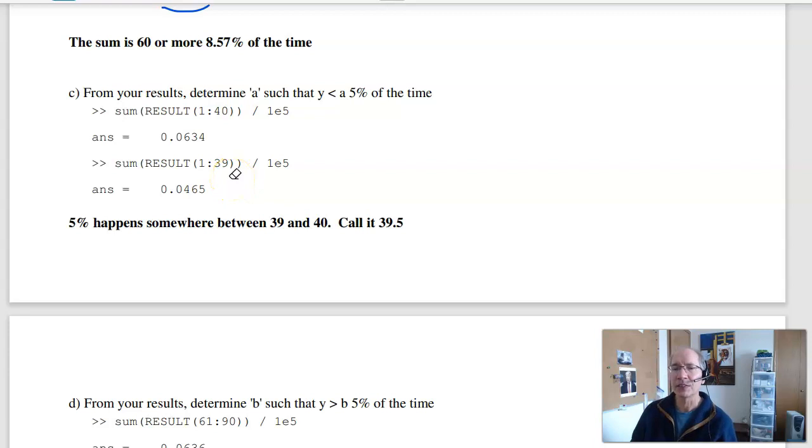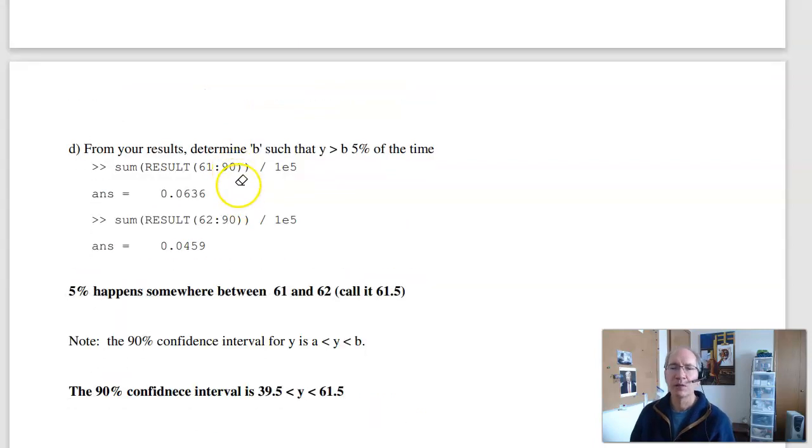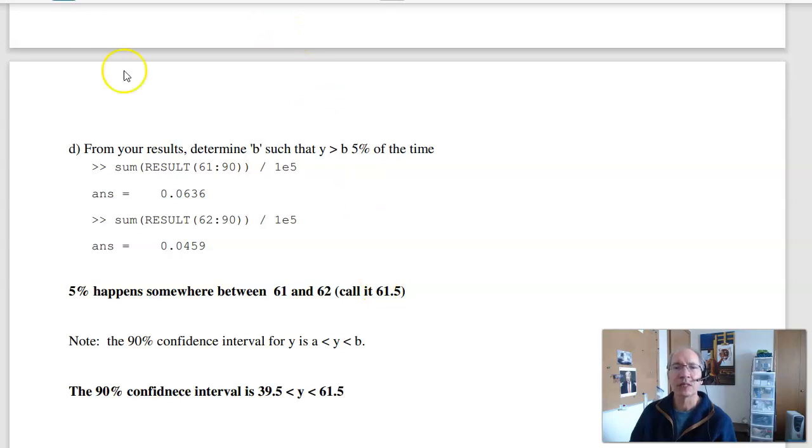That's the left tail. For the right tail, how far do I have to go to capture 5%? 61 to 90 is too much. 62 to 90 is too small. So it's between 61 and 62. Call it 61.5. So that tells me the 90% confidence interval is 39.5 to 61.5.